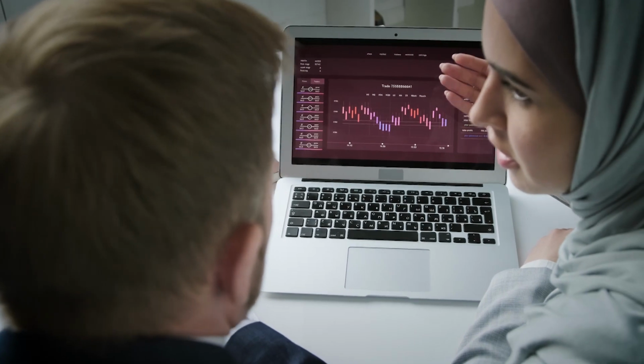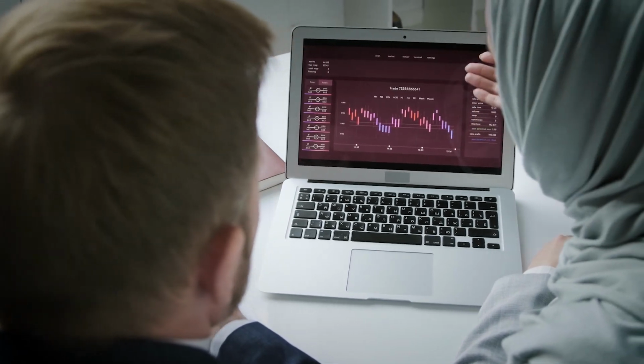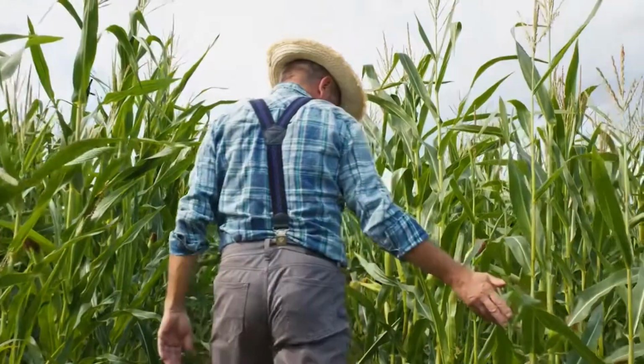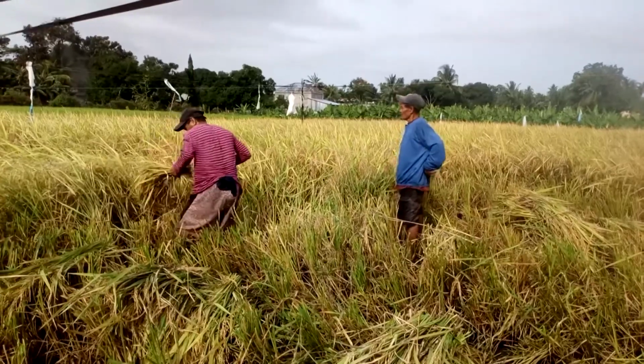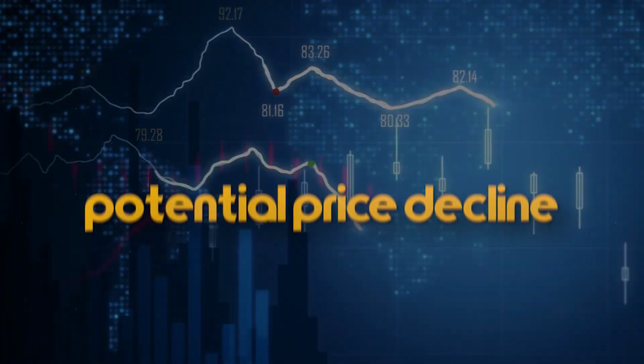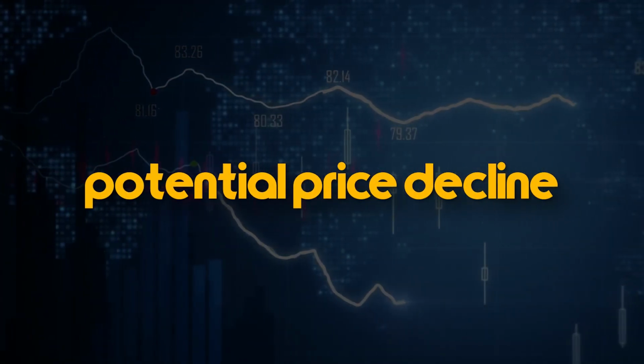Traders use futures to hedge against price changes or speculate on price movements. For instance, a farmer might use futures agreements to fix the price of his harvest ahead of the harvest, protecting against a potential price decline when the crop is ready for sale.